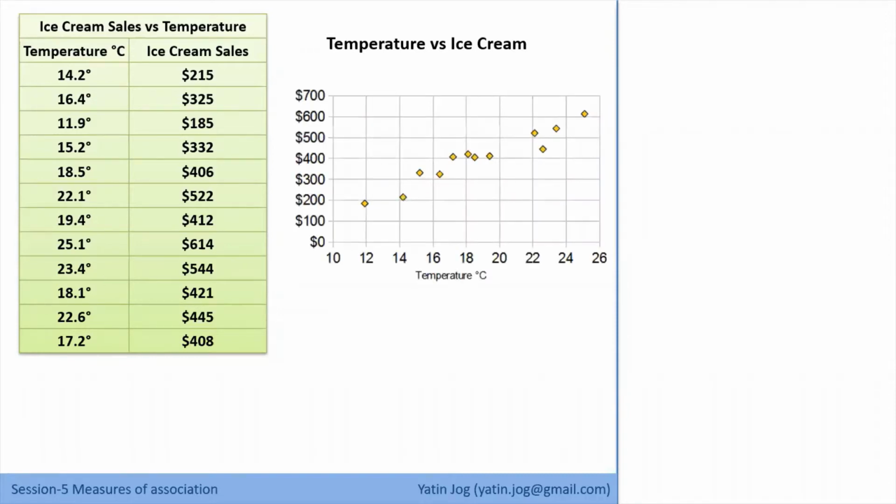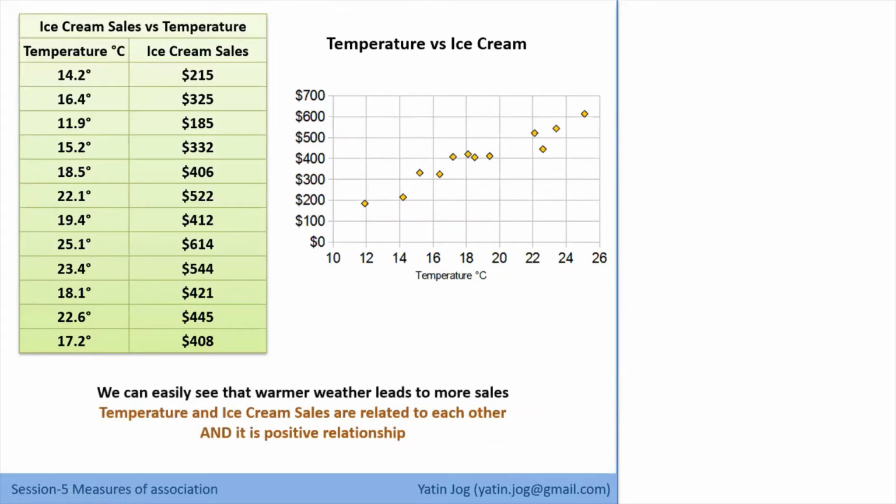If I try to draw a scatter diagram for this, I'll get something like this. And from the scatter diagram, I can say the overall trend is upward. So as X increases, Y also increases. That means as temperature increases, my ice cream sale is also increasing. This kind of relationship is called a positive relationship. This is a positive relationship between X and Y, between temperature and ice cream sales. So we can easily see that warmer weather leads to more sales of ice cream. Temperature and ice cream sales are related to each other and it is a positive relationship. Simple. Now we'll look at another example.